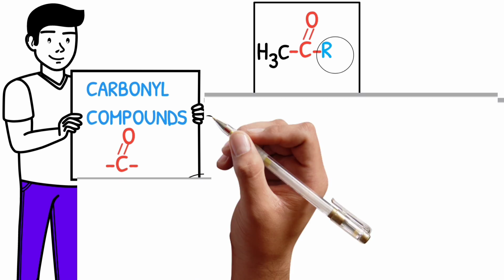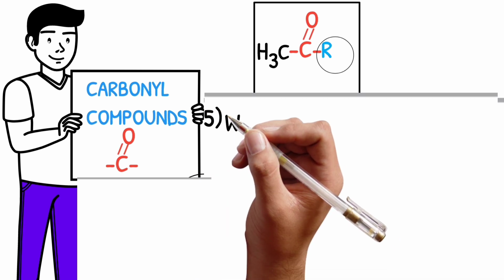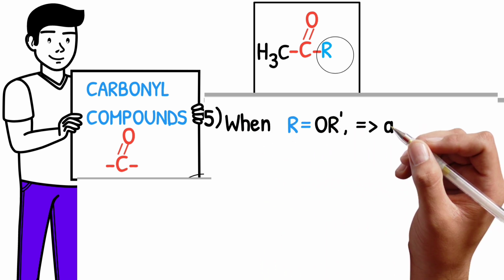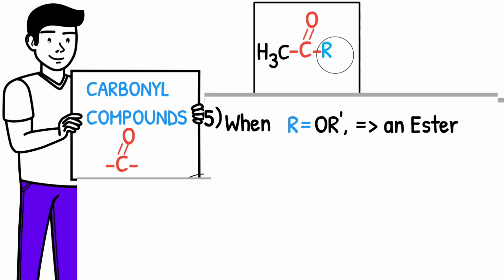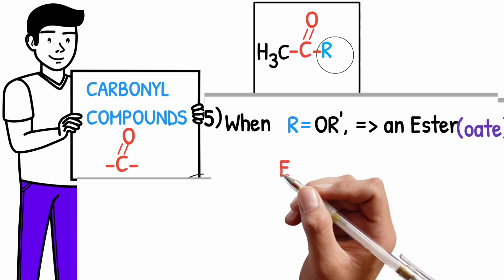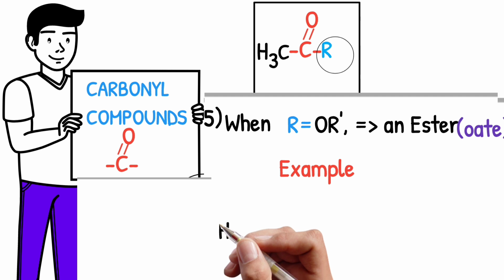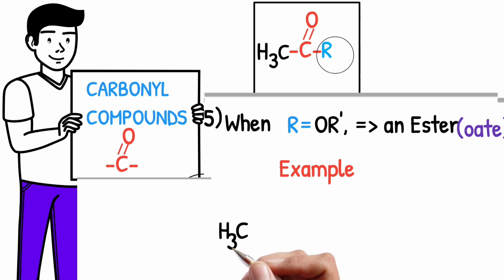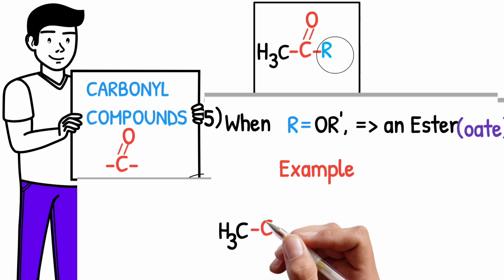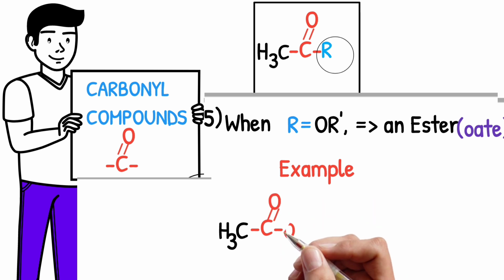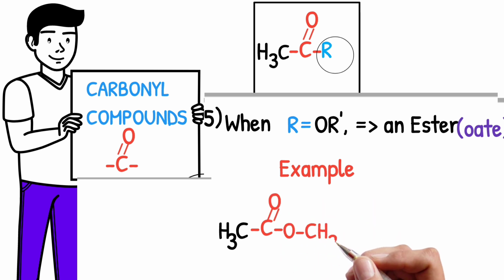Let's move on to the last but not the least. When R equals OR, or another R again, we have an ester, and the name ends with oate. We are going to look at an example when R equals O bonded to another R. Let's look at what we have here as an example. We have a methyl group bonded to a carbonyl carbon, and our R is going to be O with another R.